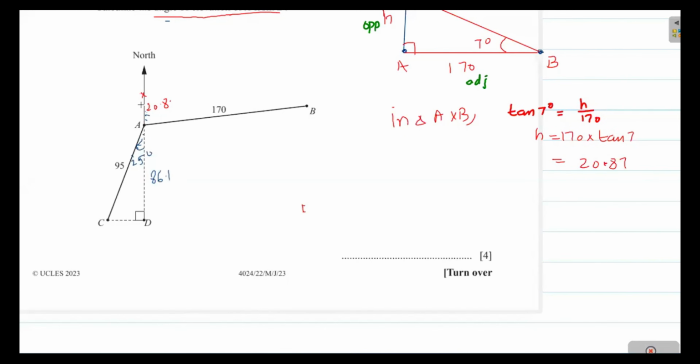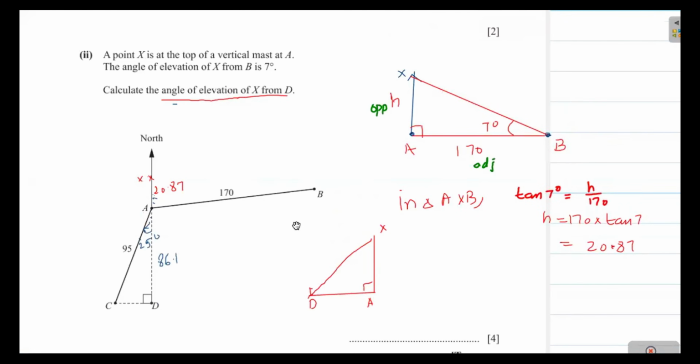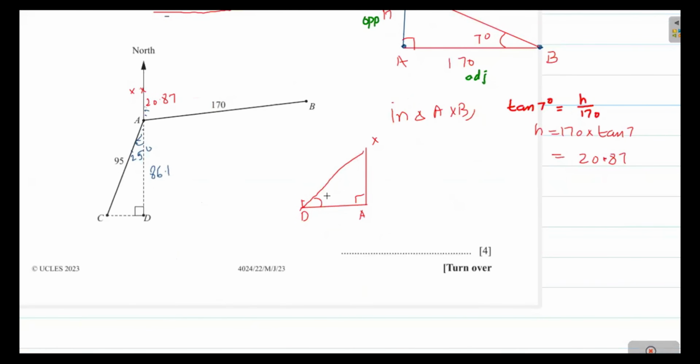Now you see here, this is the point X, and the length of AX is 20.87. Now we draw here the AX, and this line is AD. Now when we join X to D, we get a right angle triangle ADX. Now we have to find the angle of elevation of X from D. This is the angle of elevation of X from D, and we name it as D degree.